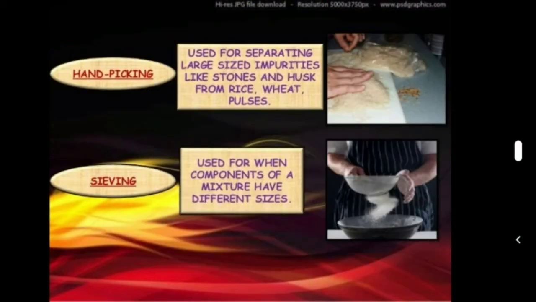Next is handpicking and sieving. Handpicking is used for separating large-sized impurities like stone and husk from rice and wheat or pulses, whereas sieving is used when components of a mixture have different sizes.